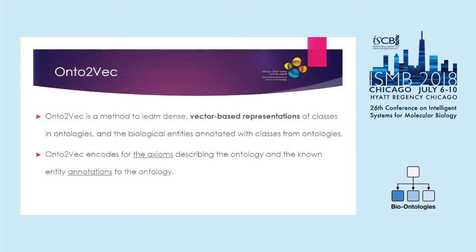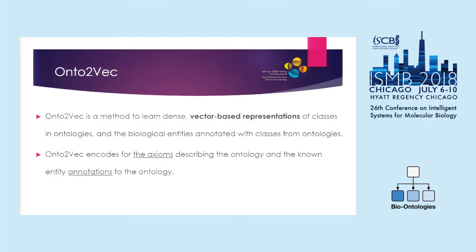So in this work, we propose Onto2Vec, which is a data-specific method that produces vector representations of both the ontology classes and the biomedical entities annotated with the ontology, and it uses two main pieces of information. First, it uses all of the logical axioms provided by the ontology, and second, it uses the known annotations between biomedical entities and ontology classes.